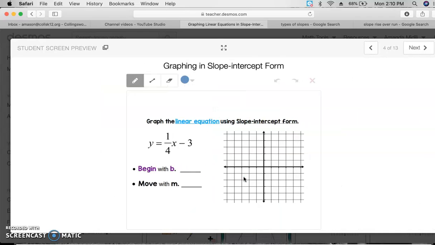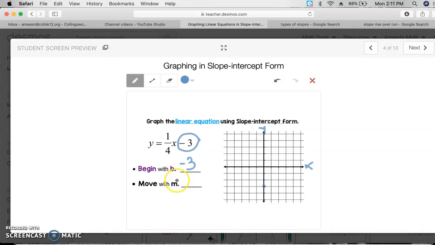Alright, so we're just going to start practicing a couple examples. The first thing we want to do is look at the equation, y equals 1/4 x minus 3. We're always going to identify our b first. Our b here is -3. So we're going to look here. Our up and down is our y-axis. Our left to right is our x. So I want to go to -3 on my y-axis. 1, 2, 3. And I'm going to put a nice little dot.